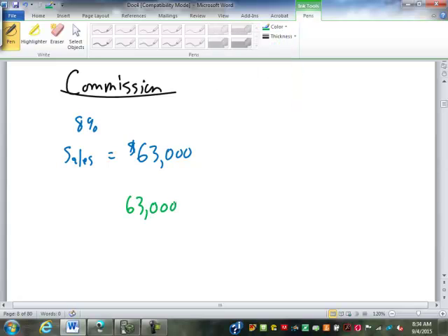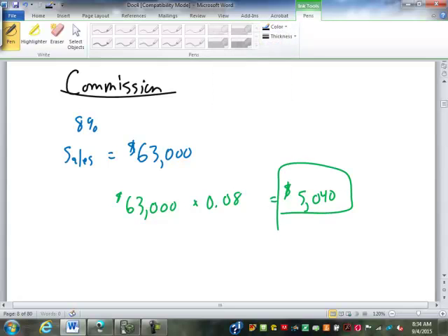You take your $63,000. You could do 8 over 100 equals blank over 63,000, but normally we make it quick by just making the 8% into a rate of 0.08 and we multiply it out. 63,000 times 0.08 is 5,840? 5,040? 5,040, okay. Yep, you're right. 5,040. So that's your pay for that month.